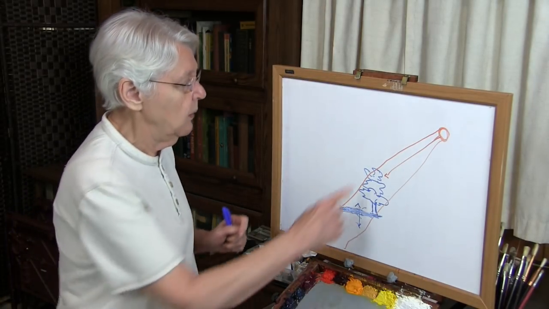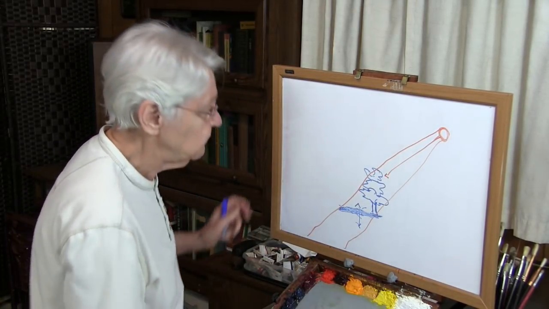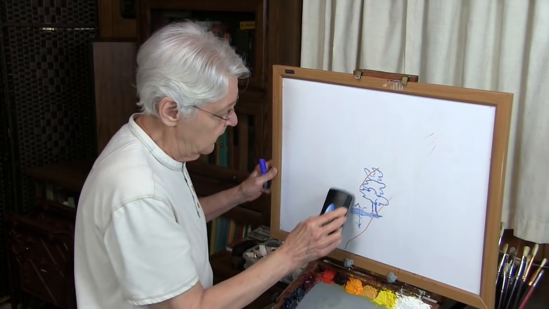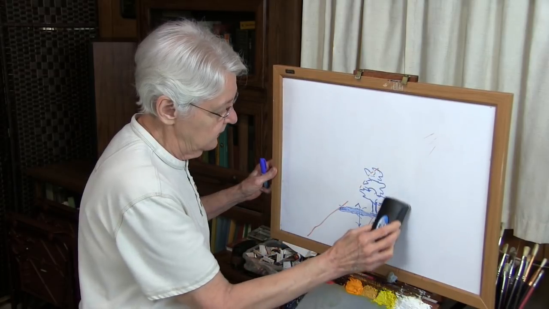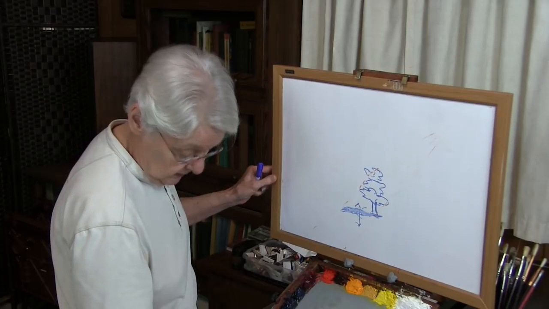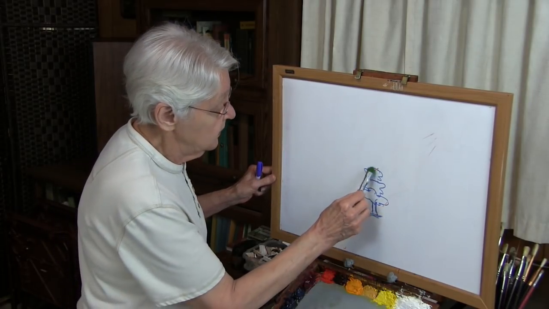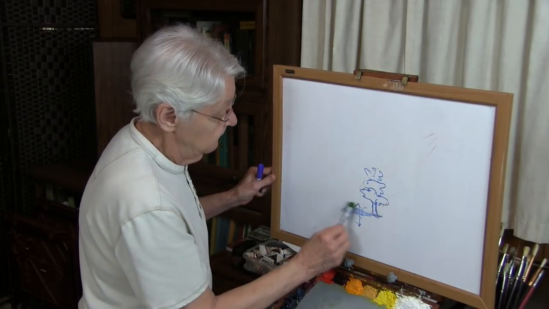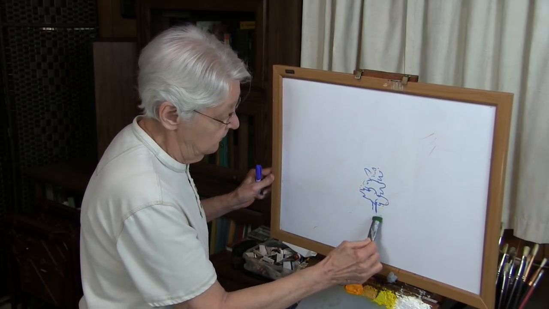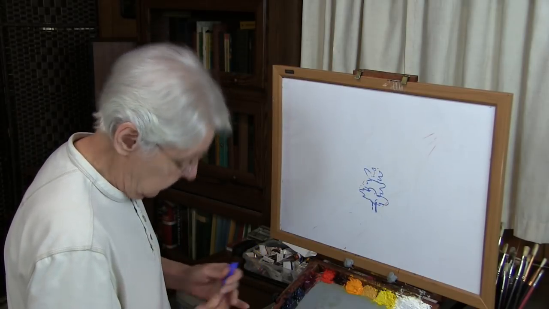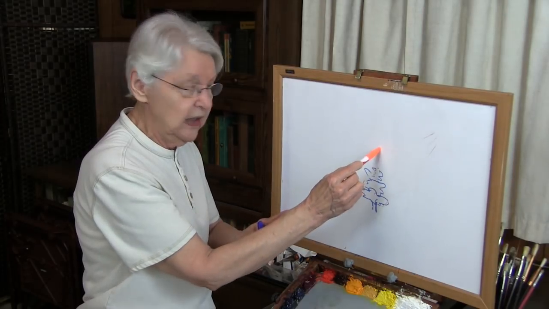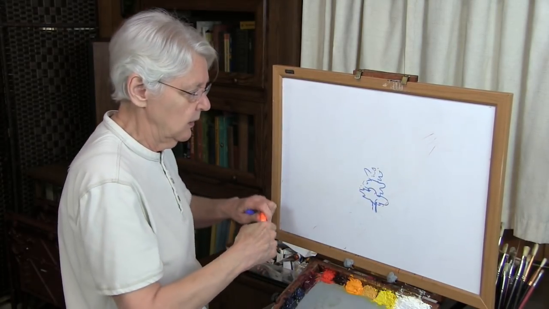Now, what if the sunlight is behind? Well, let's get rid of some of this stuff and look at how that would work. Let's get rid of that right there. We'll get rid of this because we don't need that anymore. Now, if the sun is behind, if the sun is, say, lower down, let's look at what happens.